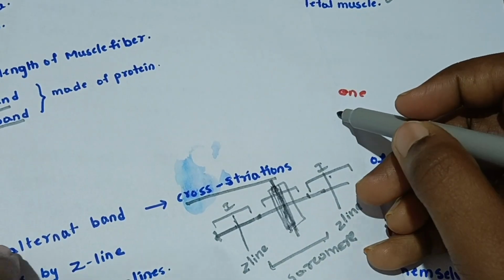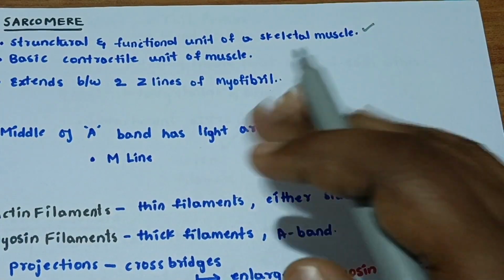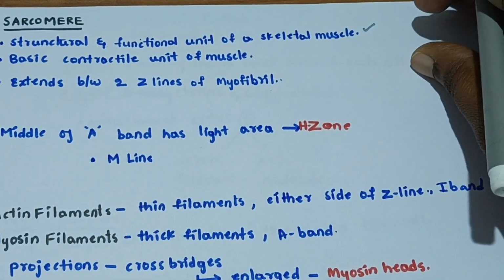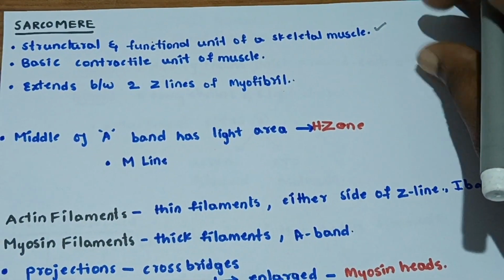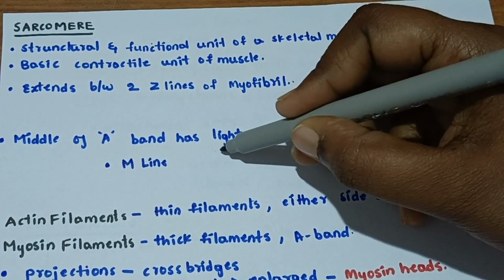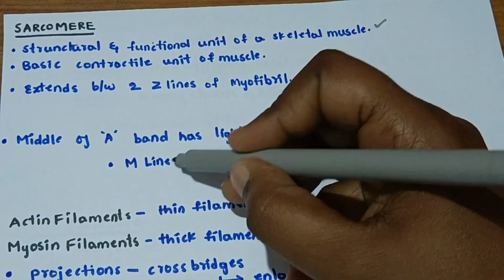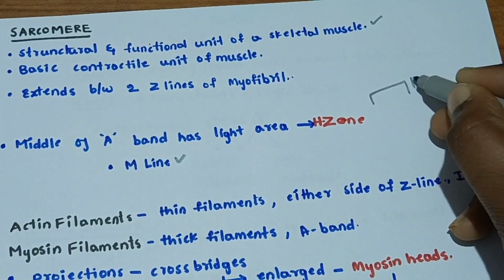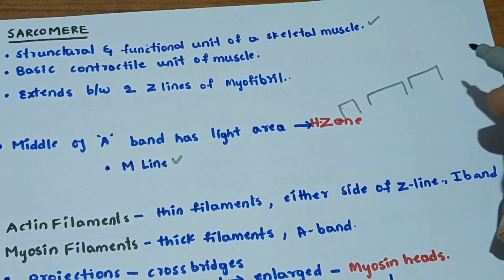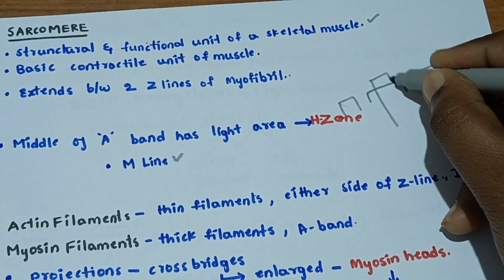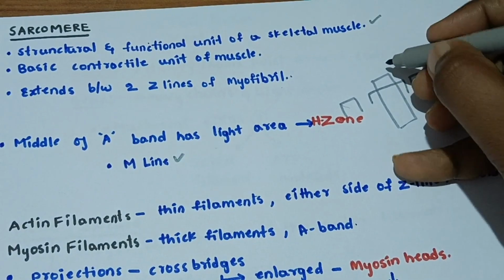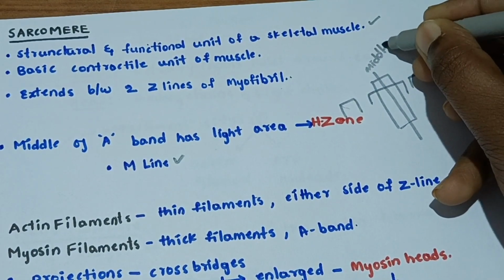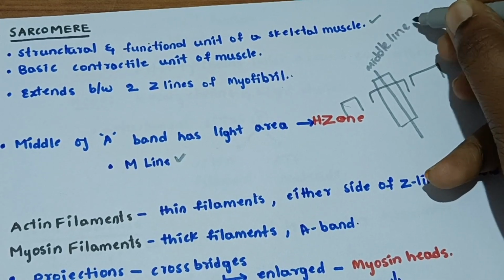Here we see the sarcomere that extends between two Z lines of the myofibril. This is the A band, the I band, and here again the I band. The middle zone of the A band contains a light area known as the H zone, of which the middle one is the M line.